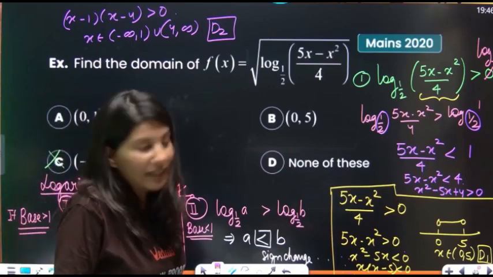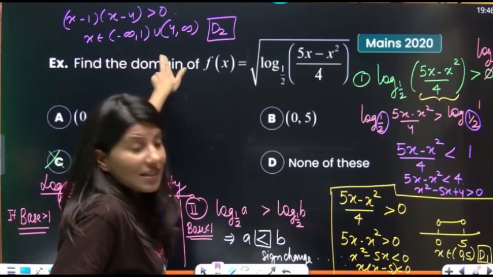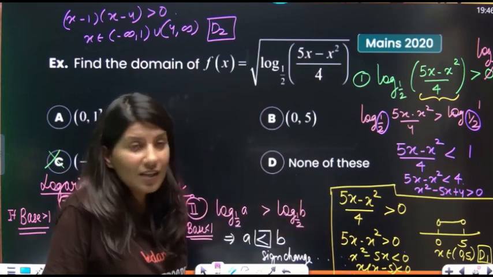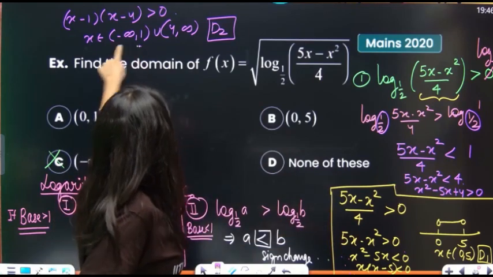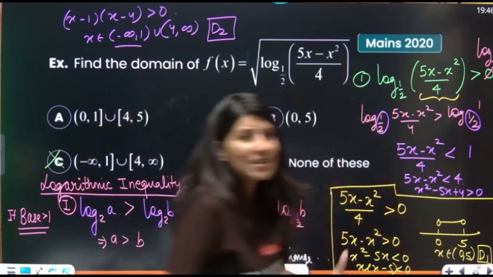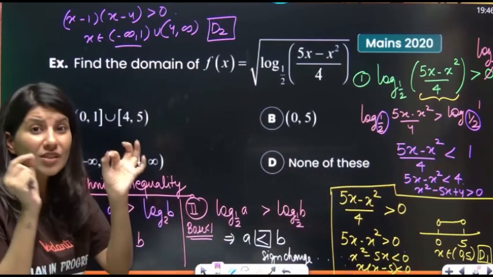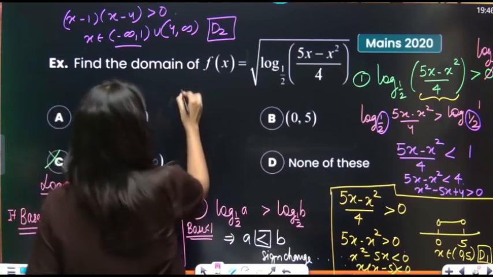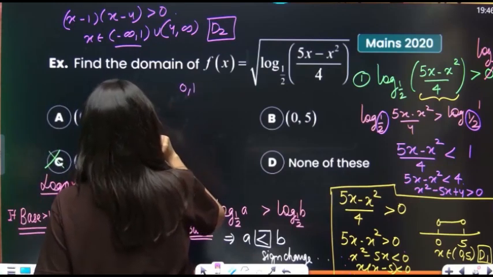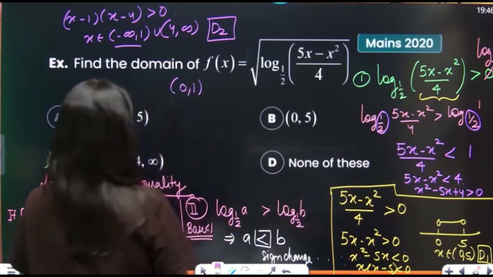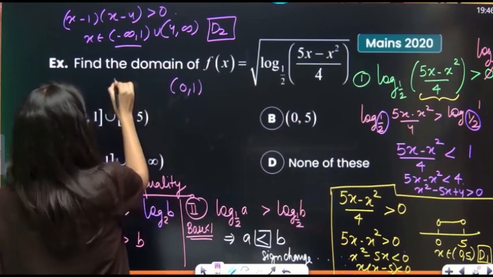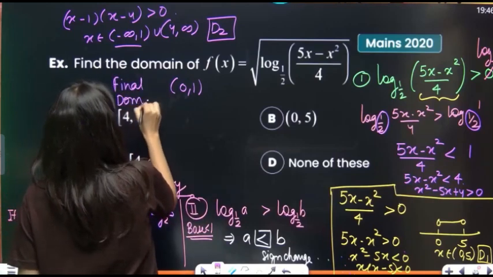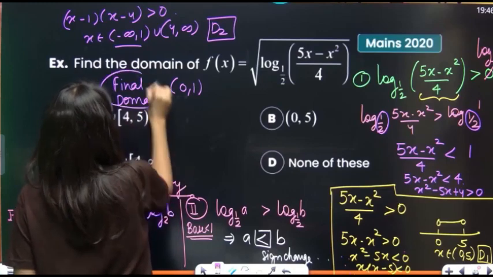Now, how will you take intersection? This is saying minus infinity to 1. This is saying 0 to 5. So the only common region between this and 0 to 5 is 0 to 1, that too strict, open bracket 0 to 1. The final domain will be the intersection. Are you able to take intersection with me?